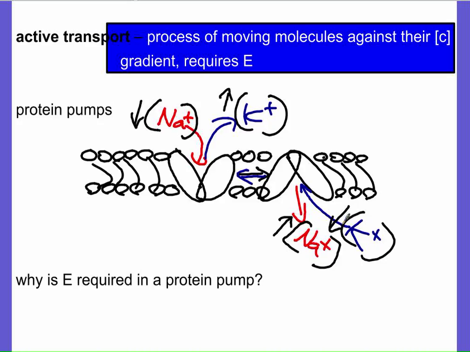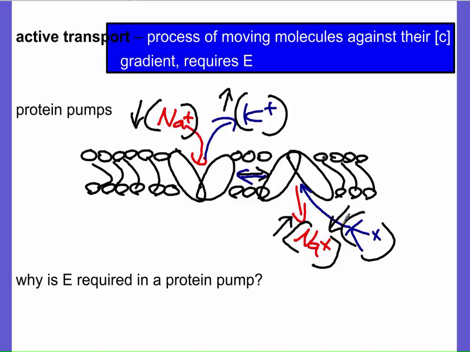So you're going to move them against their gradient, and Dylan used a specific word that I kind of like. You're going to say what? Push. Push, right? You're forcing them to go where they don't want to go. Yesterday, we just let them go through, right? We just opened up a channel, and they go through. Today, we have to force them to go through. That's the difference between facilitated diffusion and this protein pump. I'm forcing those things to go where they don't want to go. I'm pushing them against their concentration gradient.